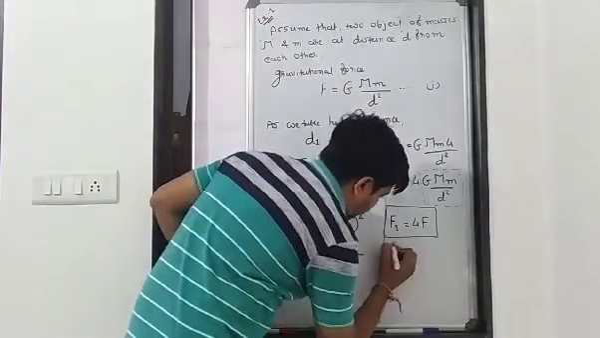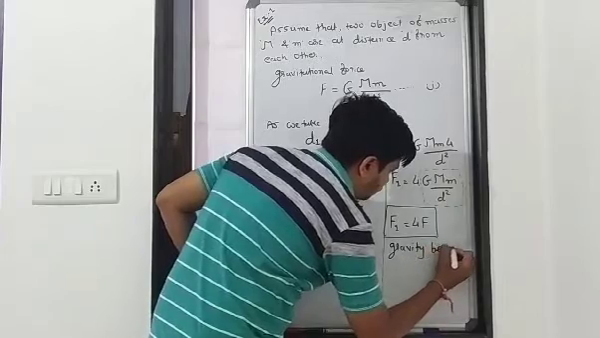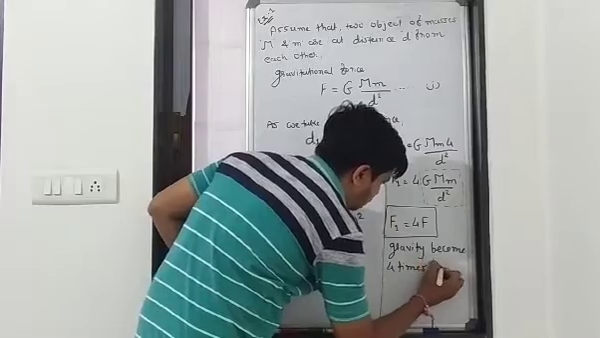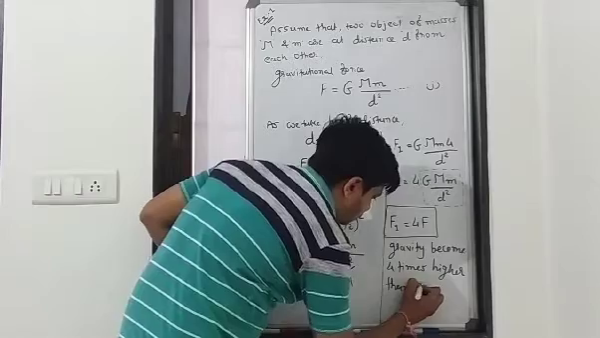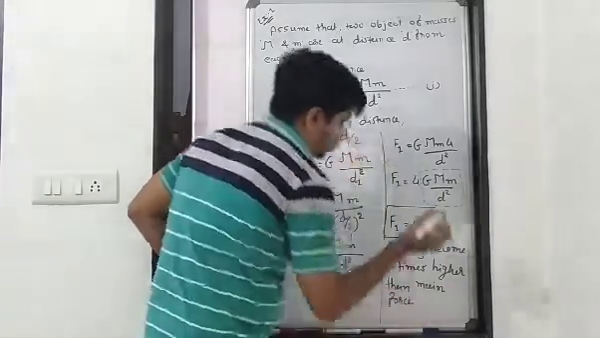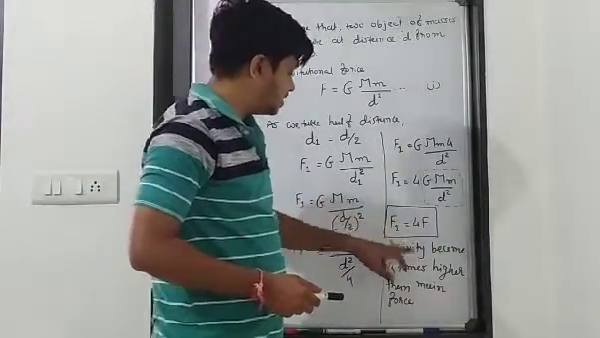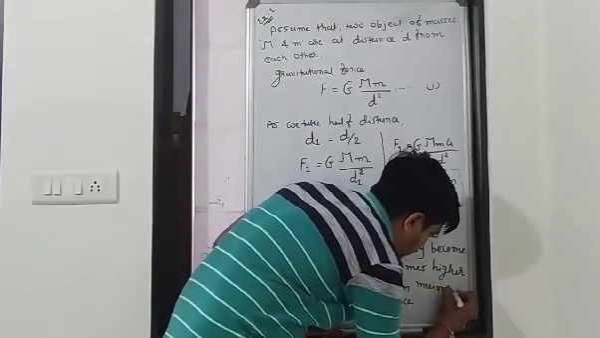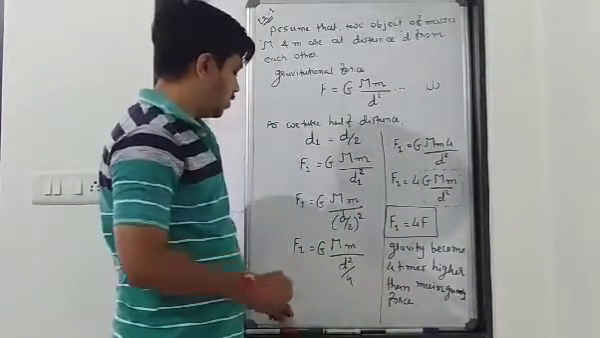So the gravity becomes 4 times higher than the main force. The main force is F, and this gravity becomes 4 times higher than the main gravitational force. Okay, understand? So here is your sum.